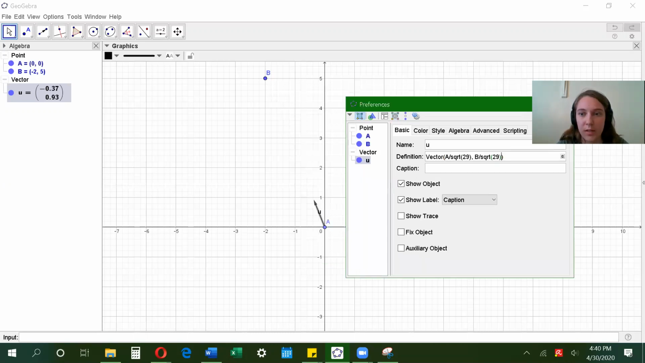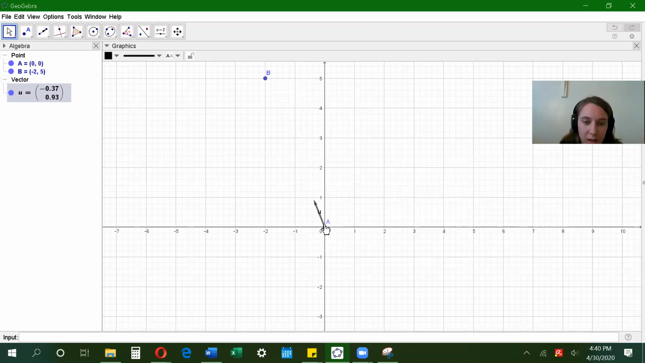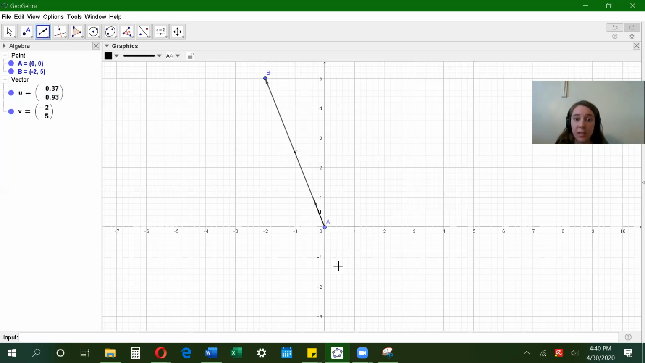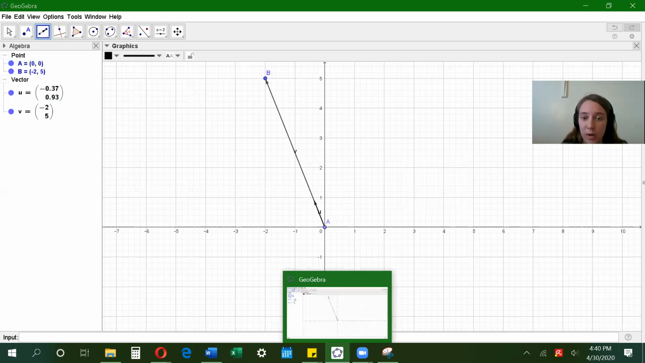We will get this resulting vector. And so it looks like it's about the length of 1. And if we redraw our original vector, you can see it is exactly on that line. So it's definitely in the direction of our vector. But let's double check to make sure it has a magnitude of 1.